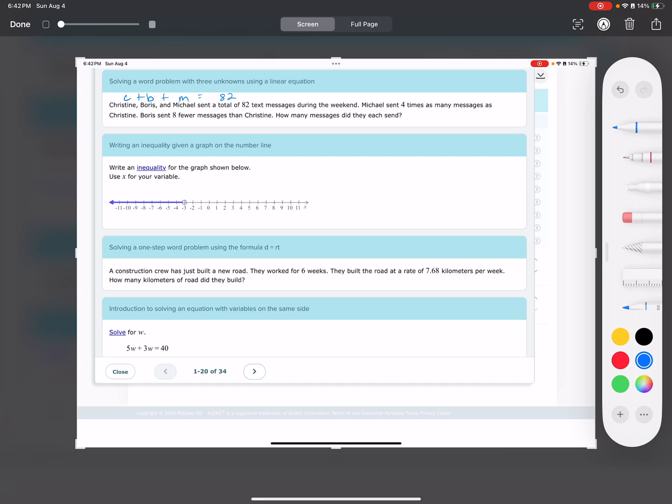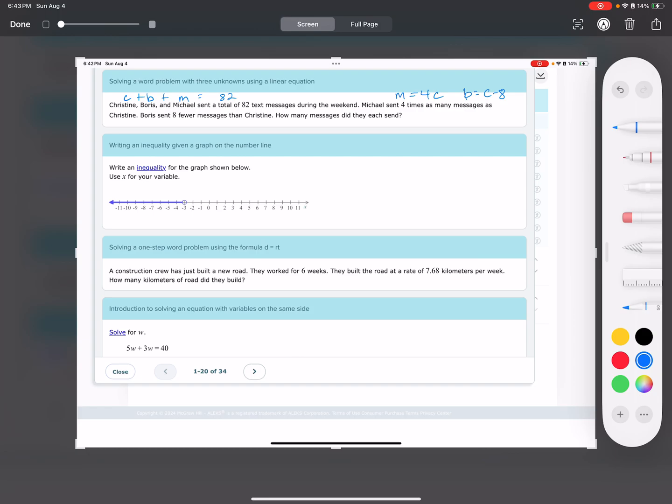Michael sent 4 times as many as Christine, so 4C. Boris sent 8 fewer than Christine, so Christine minus 8. How many messages did they send? So what I've done here is I've kind of combined them, and so I can put them all into forms of C. So I'm noticing also this means Michael is going to be 4C.